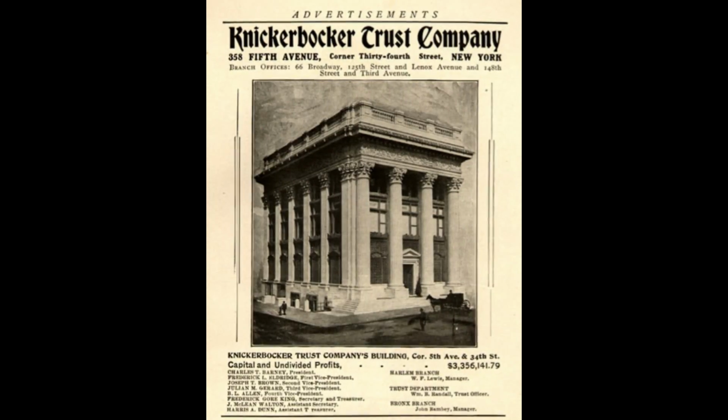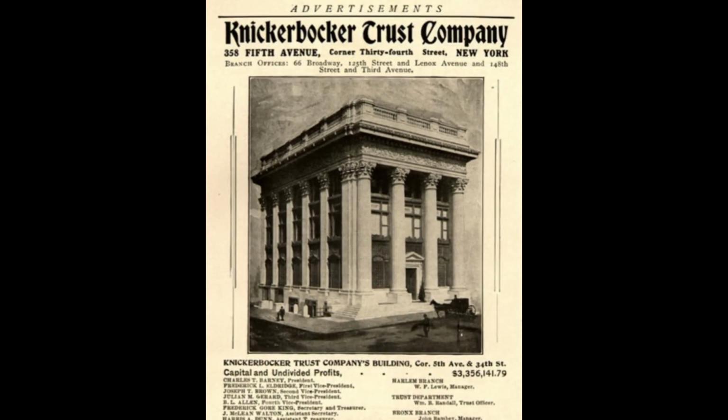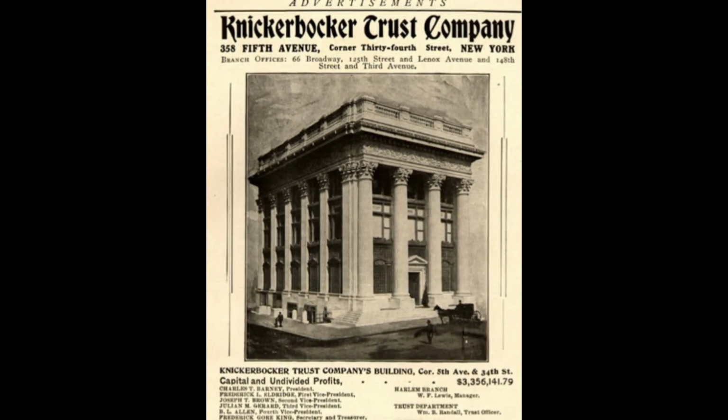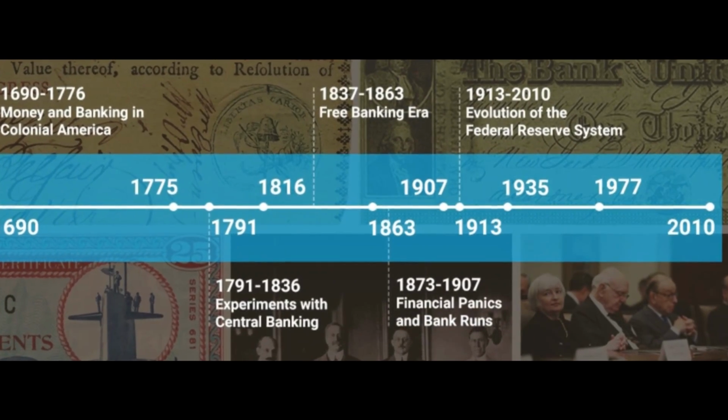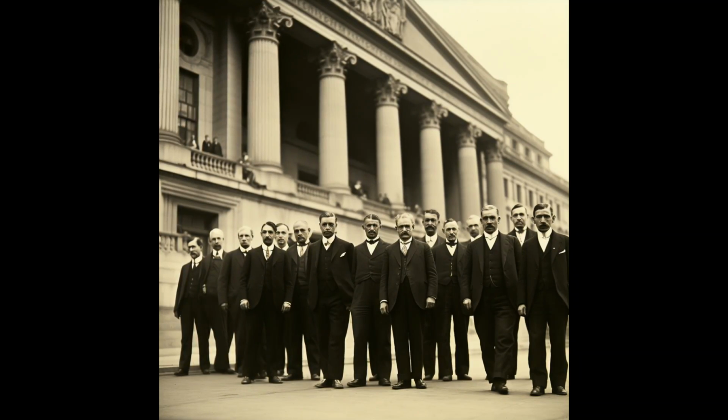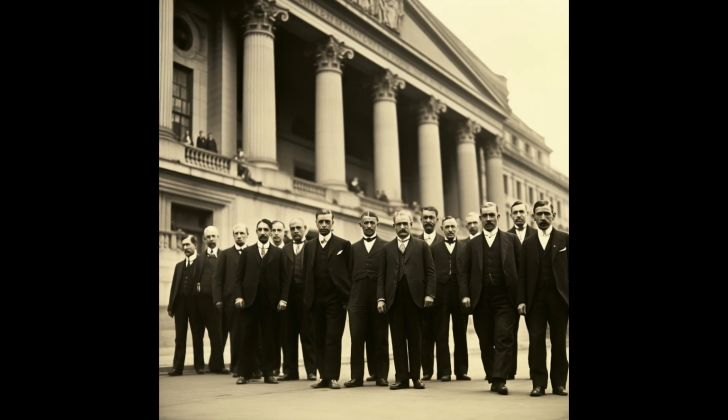The panic of 1907 played a critical role in shaping public sentiment and the subsequent push for the establishment of the central banking system. The crisis underscored the importance of having a central authority to provide stability and prevent future financial panics, ultimately leading to the formation of the Federal Reserve in 1913.